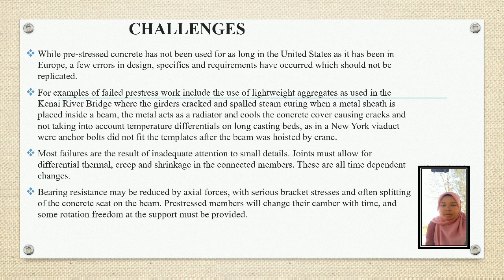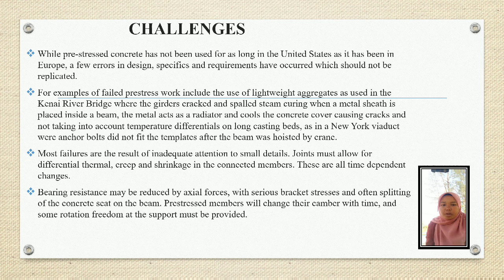For example, faulty prestressed girders include the use of lightweight aggregate, as used in the Kenai River Bridge, where the girders cracked, and poor steam curing when a metal sheet is placed inside a beam. The metal acts as a radiator and cools the concrete cover, causing cracks, and temperature differential on long casting beds was not taken into account, as in a New York bridge where end boards did not fit the beam after it was hoisted by crane.